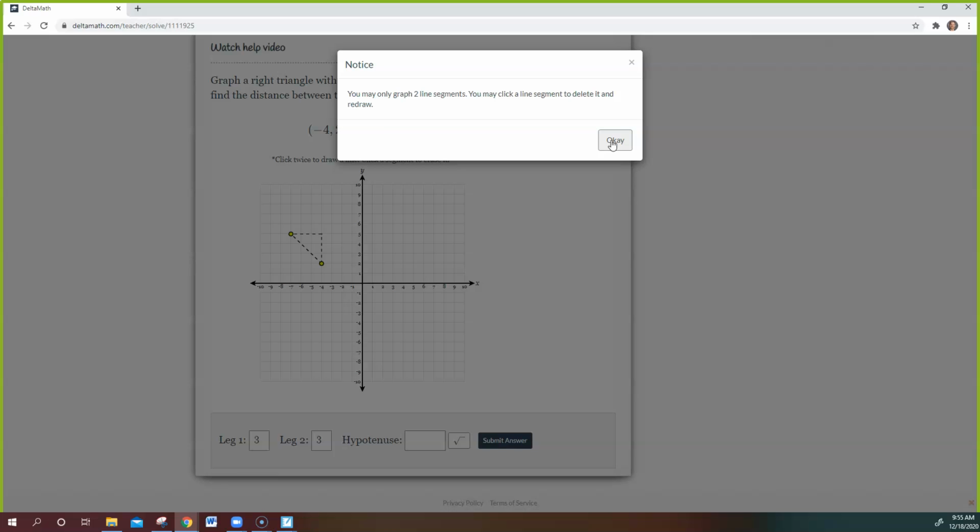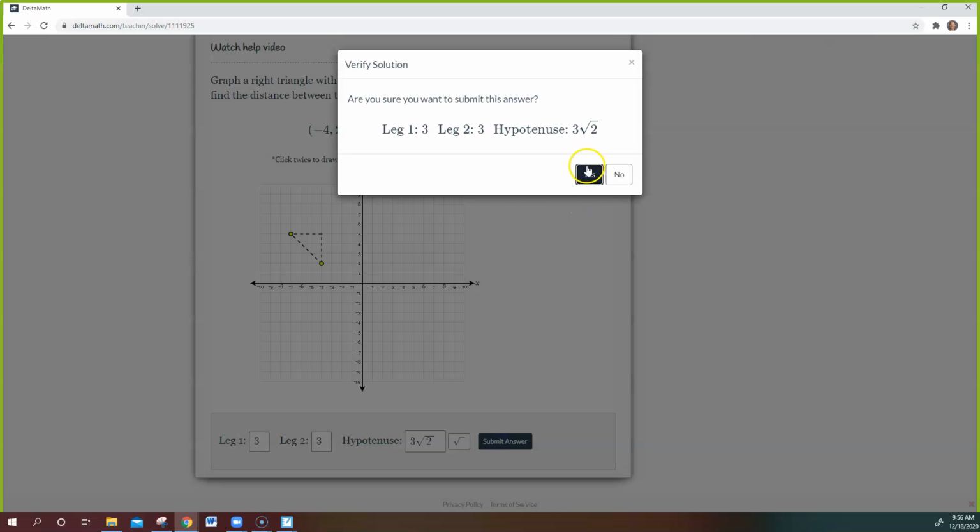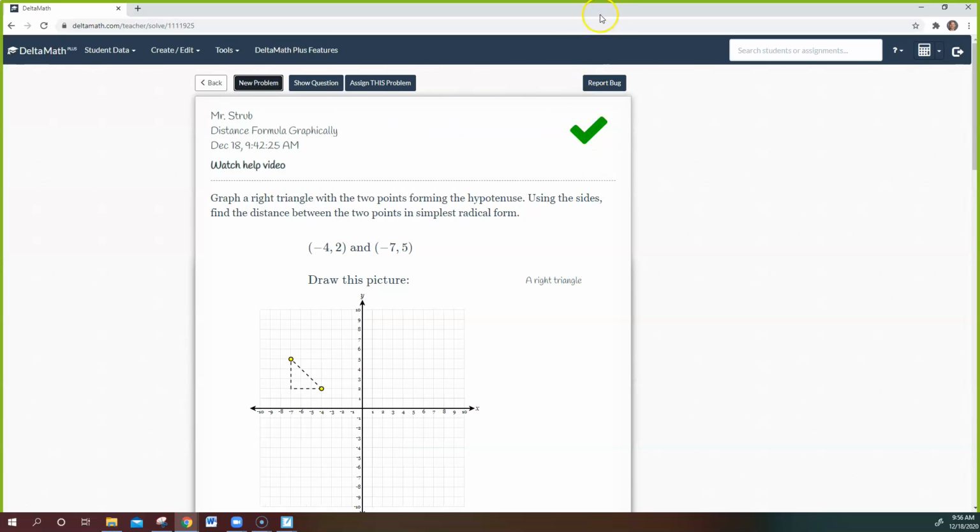Let's see. You may only graph 2 line segments. Oh, I think I clicked on something wrong. Now, you may notice this is an isosceles right triangle. It's a 45, 45, 90. So actually, I don't even need to show any work. This is 3, 3. We know that this length is 3 square root of 2. Now, you do have to answer in simple radical form, so you have to use the radical when needed. If you don't reduce the radical, you could have everything else right and they won't give you credit. So there you go, we got it.